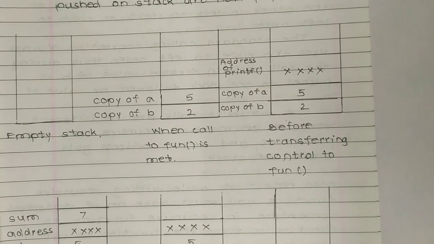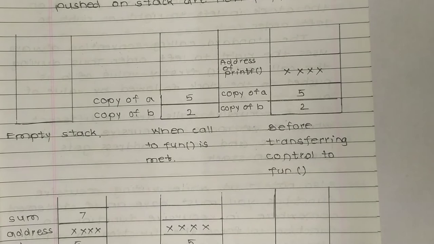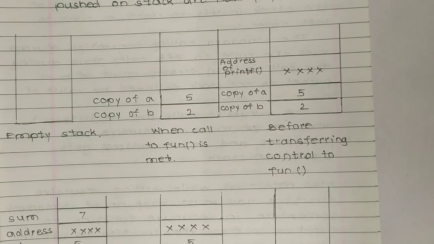So the leftmost figure is an empty stack. So there was no content at all in the empty stack. Now when the call to the function is made, in this case add, so add was our function. So a copy of a, a copy of b, 5 and 2, they were pushed on the stack first. Now before transferring control to the function, that means copy of a, copy of b, at a 5 was there, at b 2 was there.